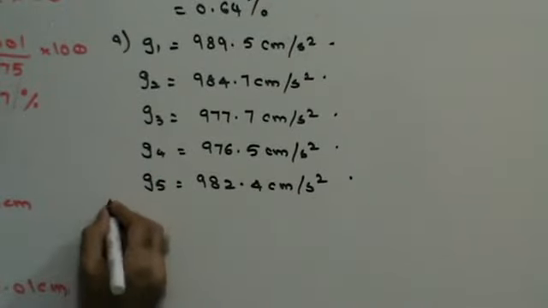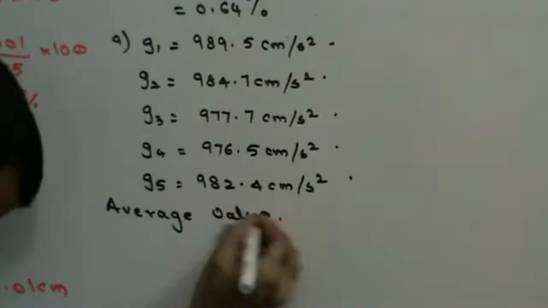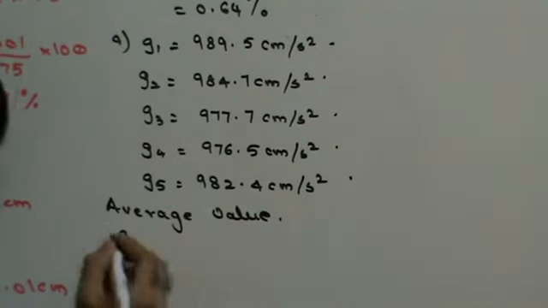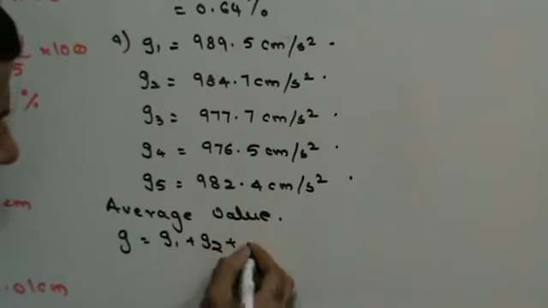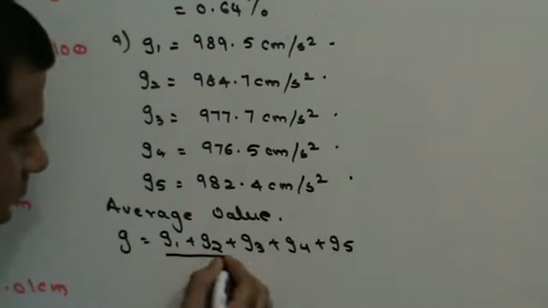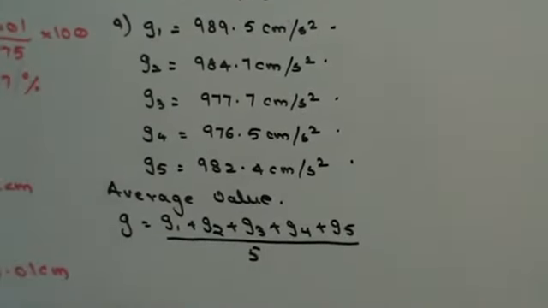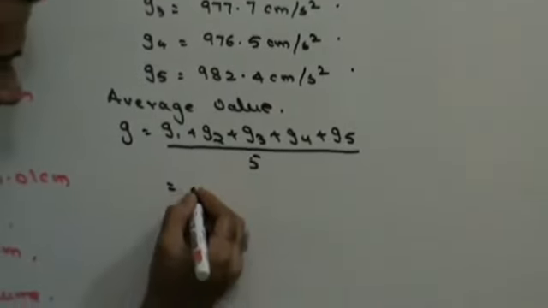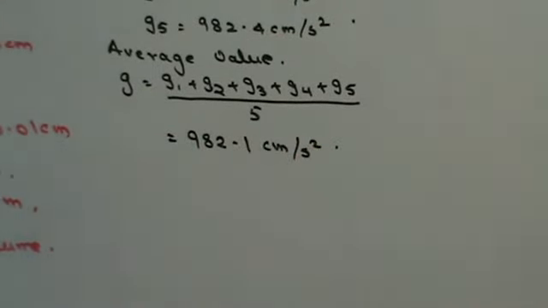Now, first let's find out the average value. We will call the average value G. Average value is going to be nothing but G1 plus G2 plus G3 plus G4 plus G5 upon 5. Add all the values of G and divide by 5. You should get the answer as 982.1 centimeters per second square. So that is going to be my average value of G.